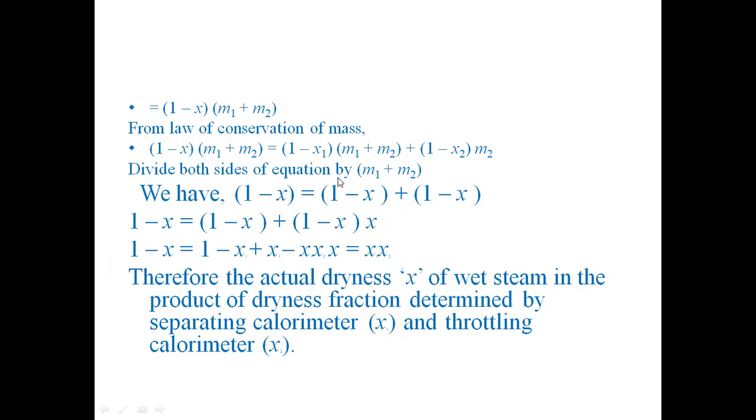Divide both sides of the equation by m1 plus m2. Simplifying, we get x equal to x1 into x2. Therefore, the actual drainage fraction x of wet steam is the product of the drainage fractions determined by the separating calorimeter and the throttling calorimeter.